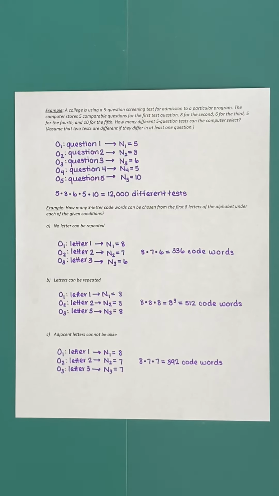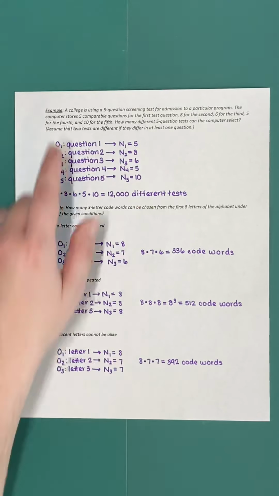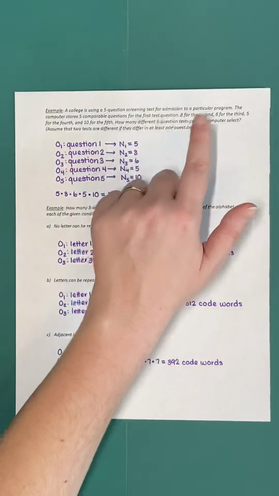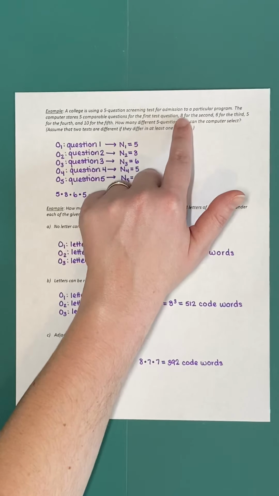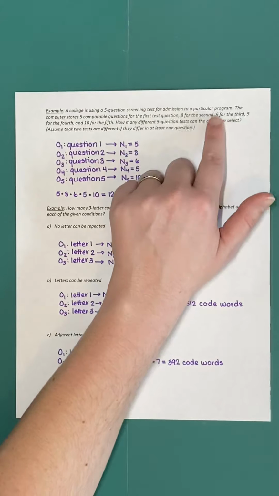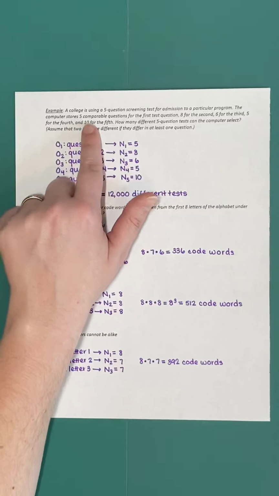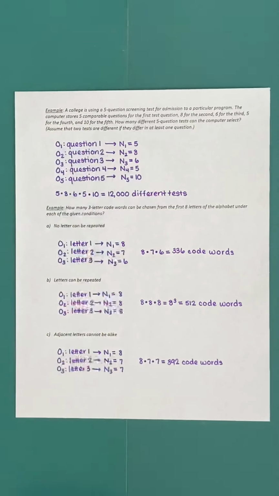So the computer is making a test. It's going to assign 5 questions per test, but the tests are going to be different. For the first question, the computer can choose from 5 different comparable questions that test the same concept. For the second question, it can choose from 8 different possibilities. For the third, it can choose from 6. For the fourth, it can choose from 5 options. And for the fifth, it can choose from 10 options. It's going to take each of those questions and choose one of the options for that question.